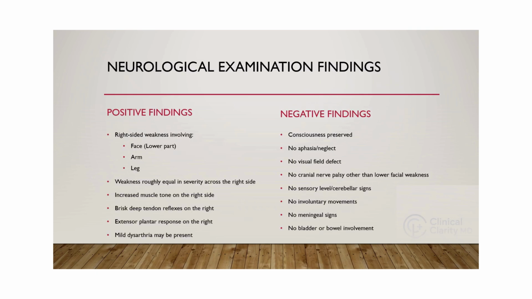Now let us examine the neurological findings in this patient. On examination, there was weakness involving the right side of the lower part of the face, arm, and leg. The weakness was relatively similar in severity across the entire right side. The muscle tone was increased on the affected side with exaggerated deep tendon reflexes and an extensor plantar response.